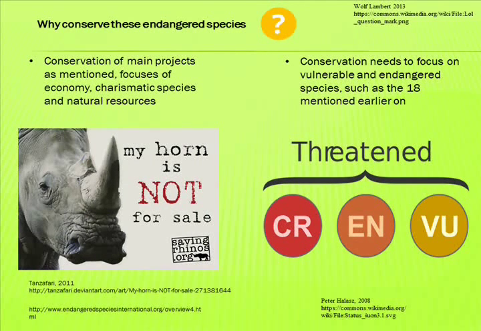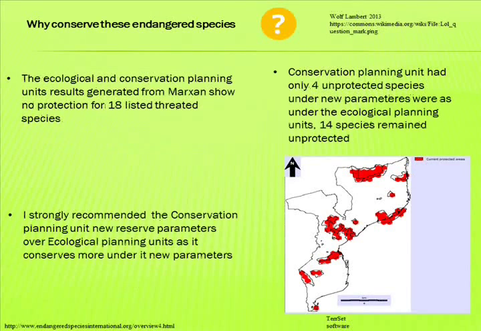Current conservation efforts in Mozambique under the protected areas mentioned earlier focus too much on charismatic species. Conservation should focus on threatened species. According to the results generated by Marxan, the reserves generated by the conservation planning units are the better option, as only 4 species out of 18 are unprotected under its new parameters.